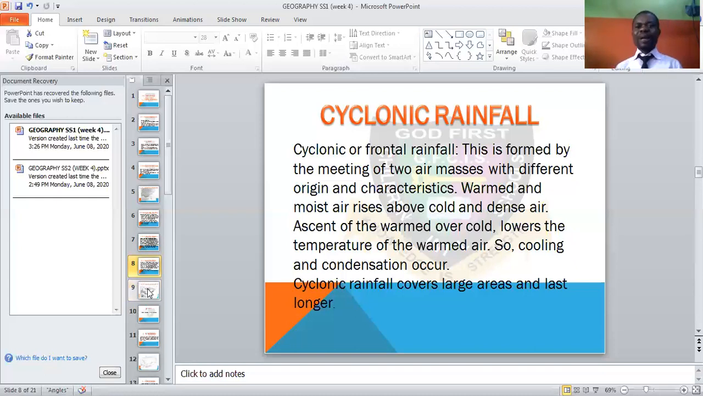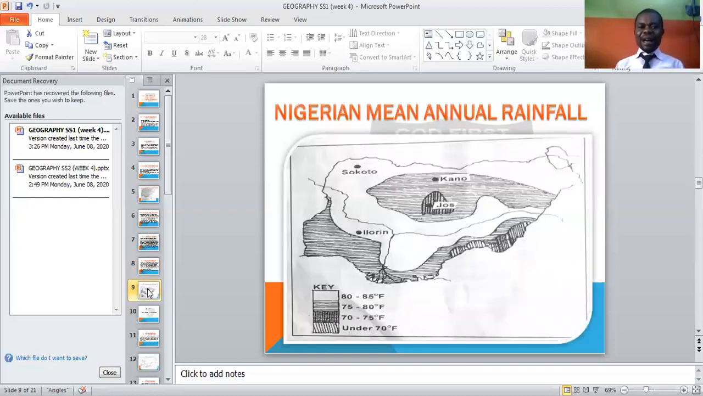Then we need to look at these. These are Nigerian mean annual rainfall, just like I've explained to you the other time. This area you are seeing here is 80 to 85. These ones that have 70 to 75 are here, and they look like carpet. That's what you are seeing here. Then this one under 70, these ones under 70 are the ones that have less rainfall. You can see them here.